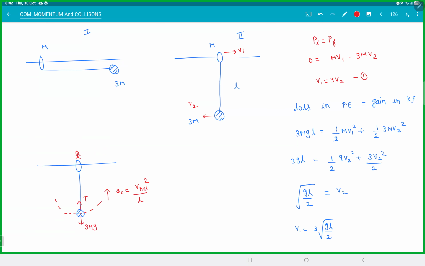What is V relative square? V1 plus V2. And how much is V1 plus V2? That is 4 times root of gL by 6, squared, 16 gL by 6, which will be 8 gL by 3. So tension minus 3mg is equal to 3m into acceleration. Yeah, it looks like 27 mg by 2 is the answer. Check.